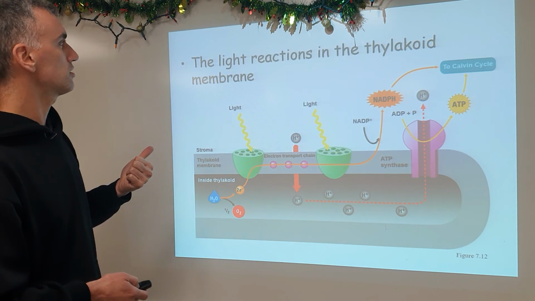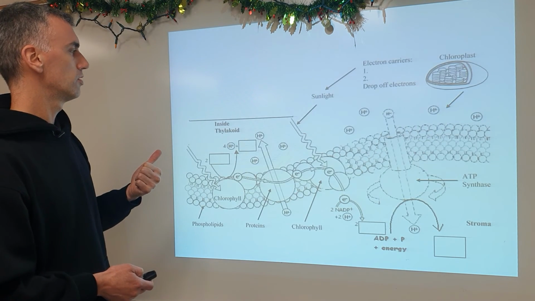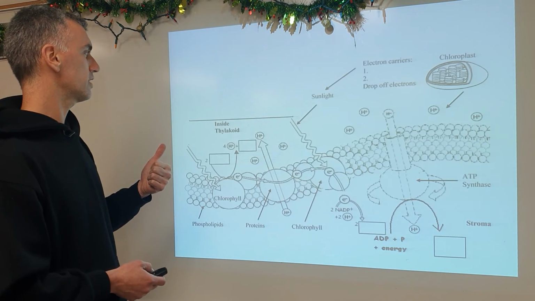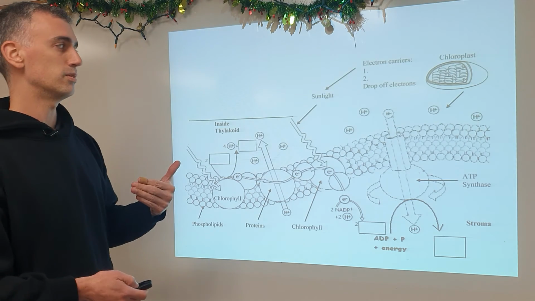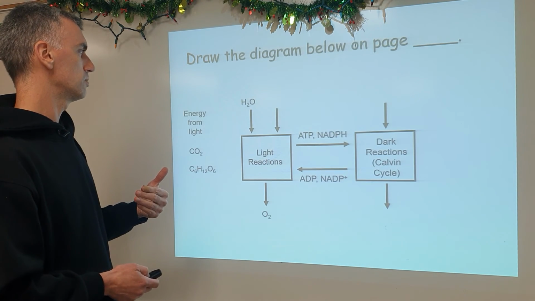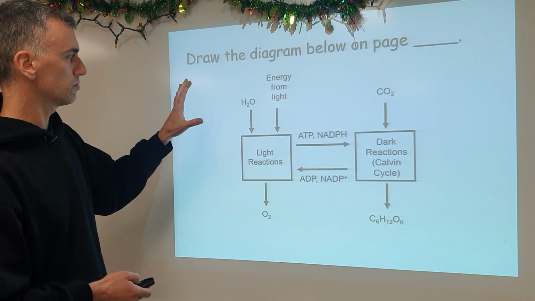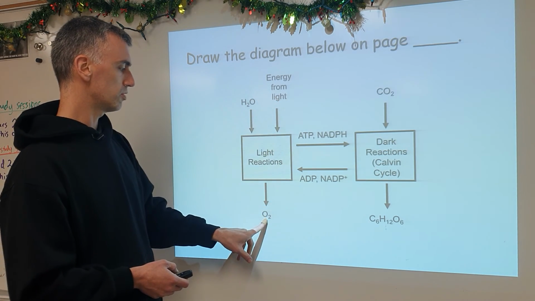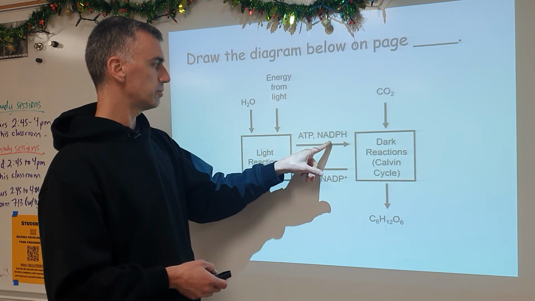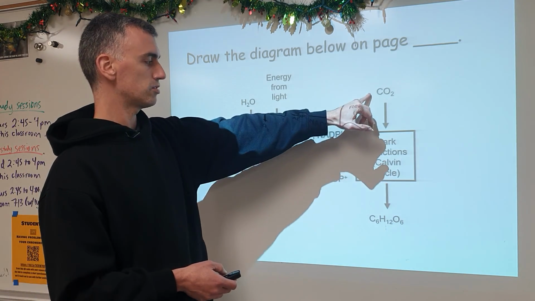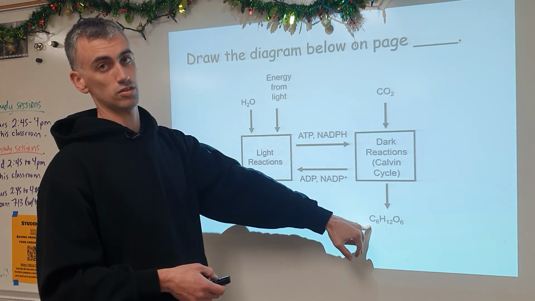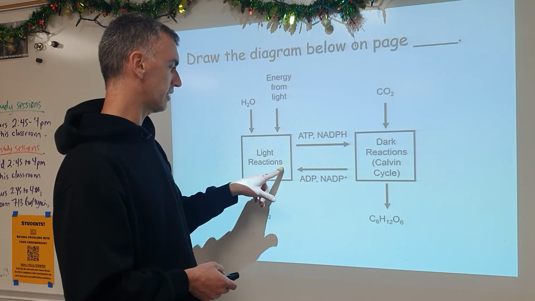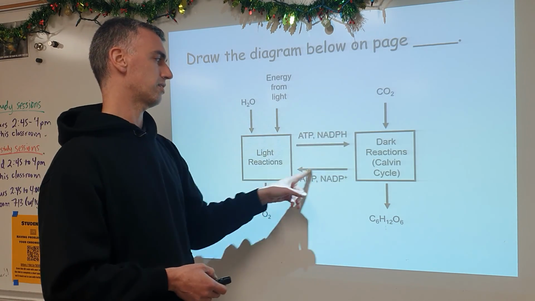So the light reactions in the thylakoid membrane produce the electron carriers and the ATP that carries the energy. The dark reactions take those things and use them to build sugar. Okay, so let's put these in the right place. This is a way of putting it all together as a diagram. Light reactions need water and energy, produce oxygen, and send over ATP and NADPH to the dark reactions, which take CO2 and produce C6H12O6, which is glucose sugar. The leftover ADP and NADP go back here to get reused, and back here again. That's a cycle. It goes on forever.